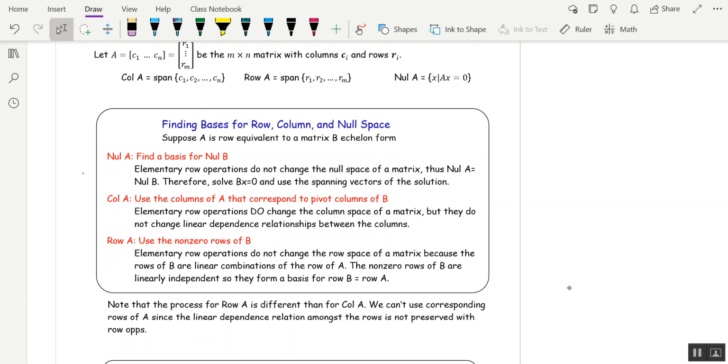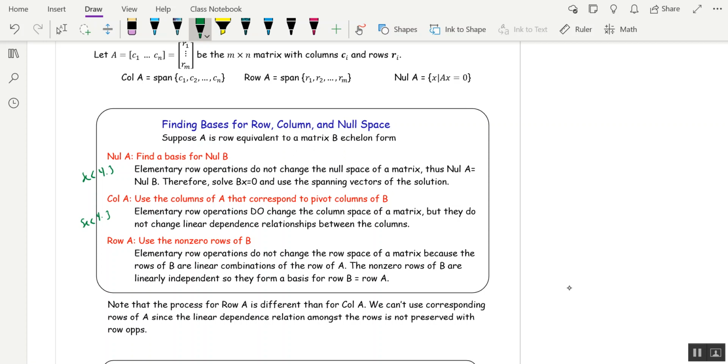So this was section 4.3. It had a little box that says how to find a basis for null A and col A. For null A, just solve AX equals 0. And for col A, reduce A to echelon form. Look at the pivot columns in B. And don't take those, take the corresponding columns from A.